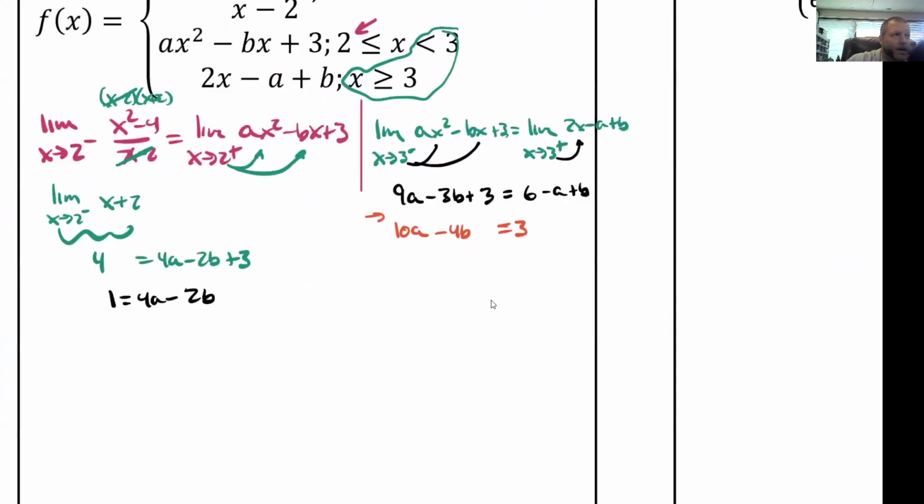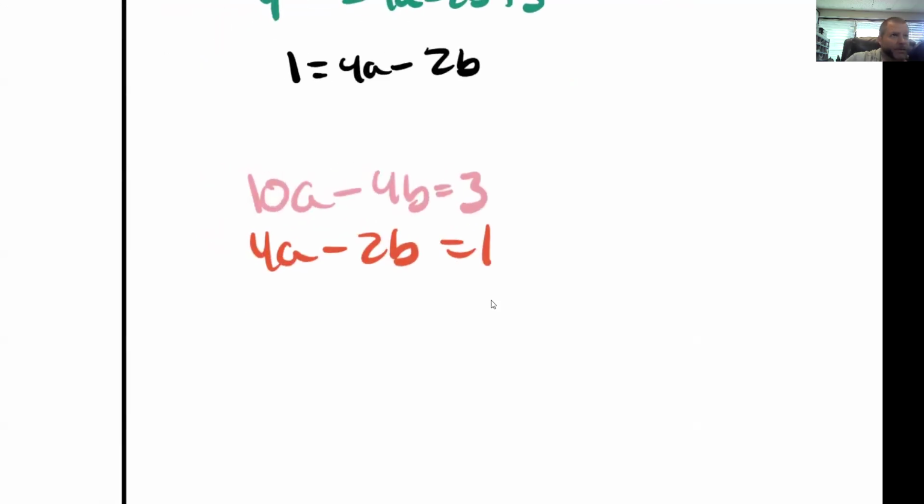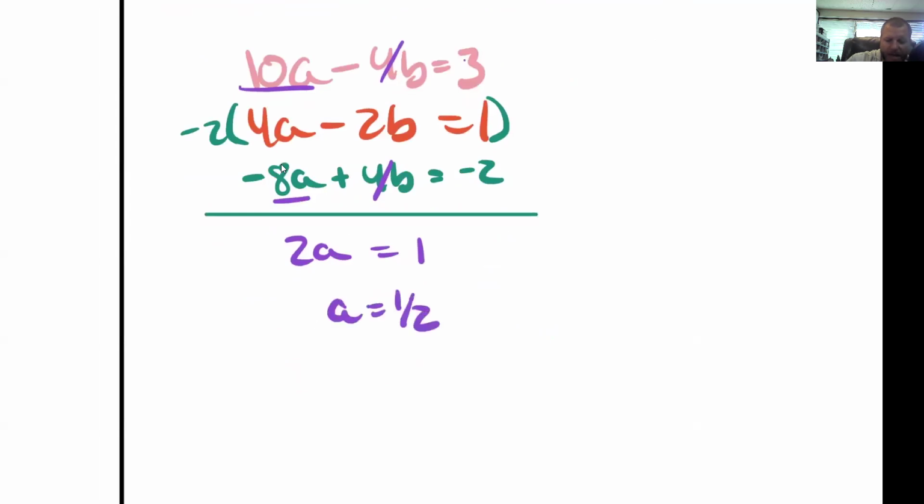All right, so let's see. I have these two equations. I have 10a minus 4b equals 3. And I also know that 4a minus 2b should be 1. So I'm going to solve a system of equations again. I'm going to multiply this bottom by negative 2 so I can cancel out these b's. This is going to be negative 8a plus 4b equals negative 2. So then when I just add down, I can get 10a minus 8a, 2a. My b's cancel. 3 plus negative 2, aka 3 minus 2, is 1. So a should be equal to 1/2.